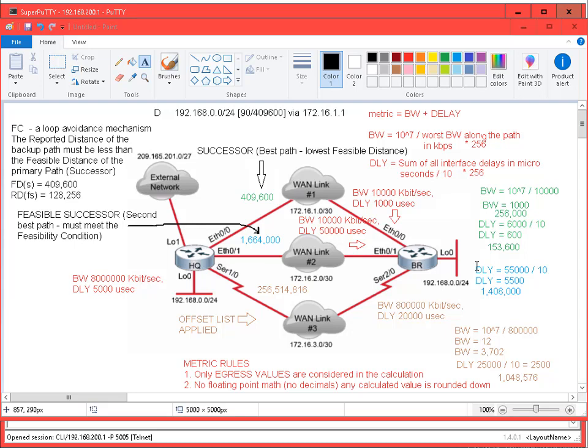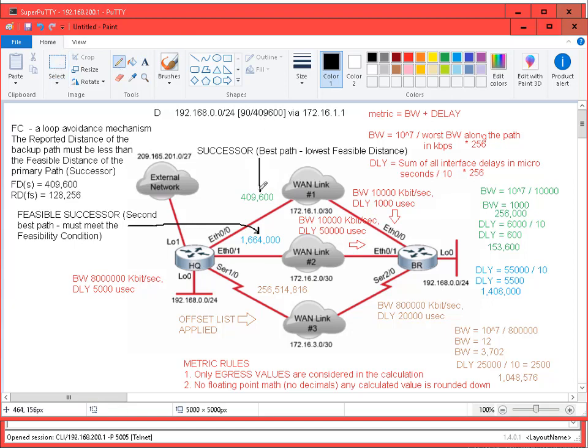So in your book on page 100, they go through the whole concept of, okay, we've got the metrics 166,400 for the middle path and 409,600 for the top path, and everything seems to match up. But what does it mean to have a feasible successor? Rhetorical question. What does it mean to have a feasible successor? This is what it means. If for some reason, let's kind of make this match up too.